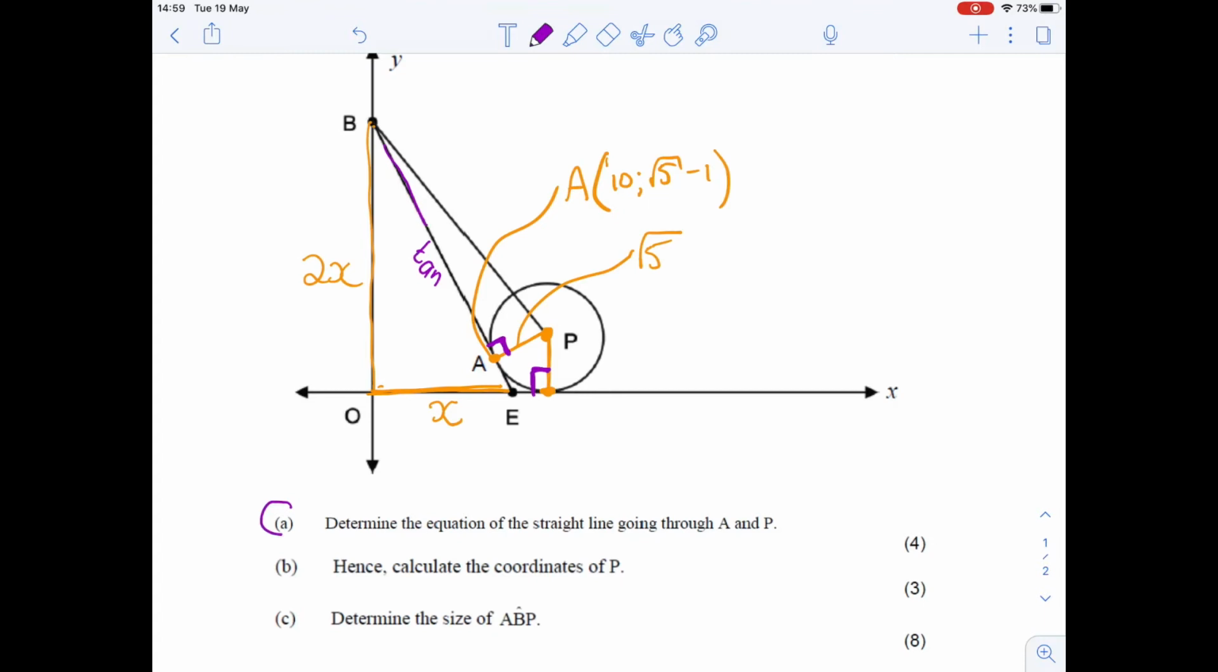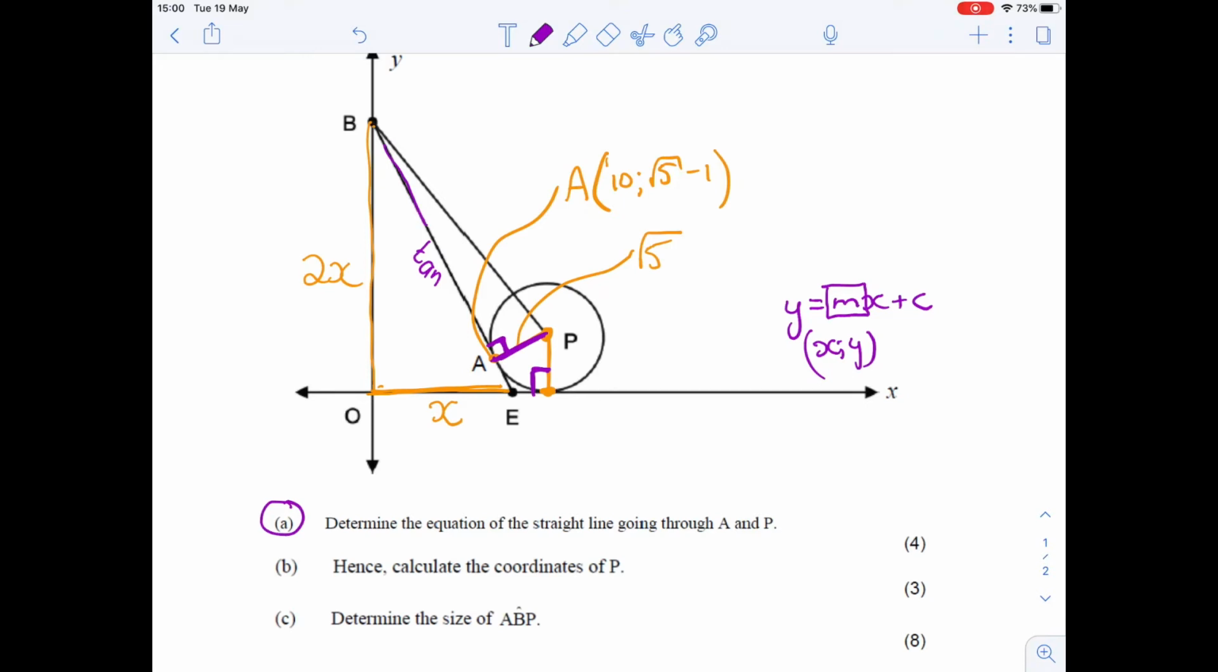Okay, our first question here, determine the equation of the straight line going through A and P. So we want to determine the equation of the straight line through A and P. Now we always go back to our basics. If we want to determine the equation of the straight line, we've got our standard equation, y equals mx plus c, and we need our gradient and we need our random point. So that is what we need to find the equation of this straight line AP.